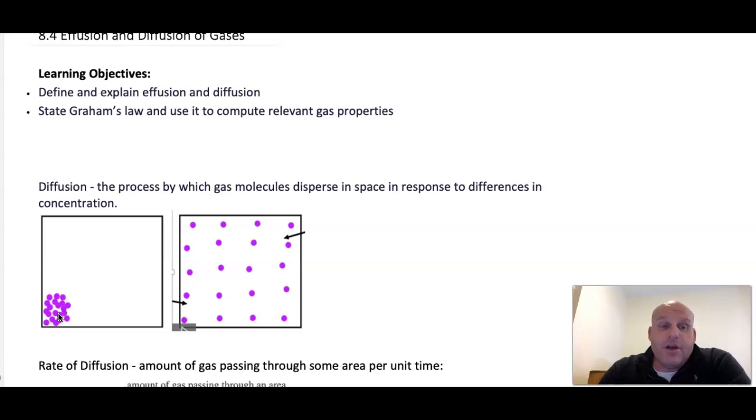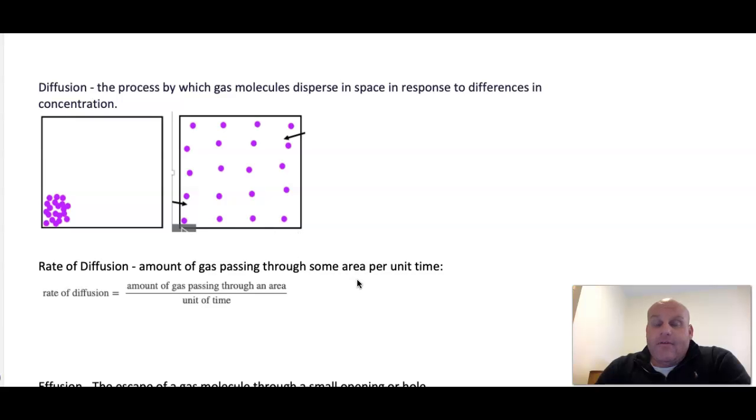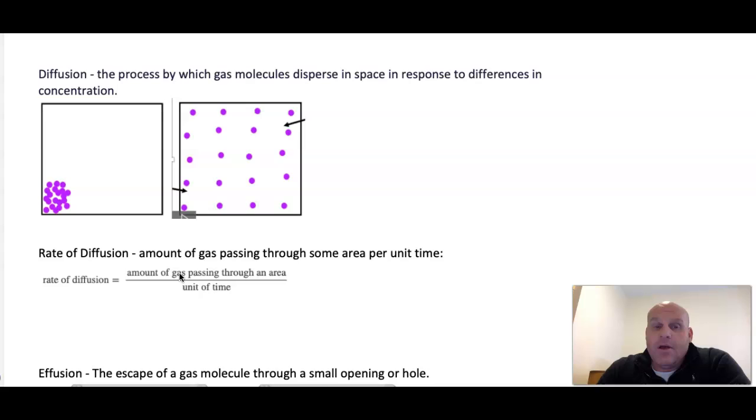So in this first picture, our gas molecules are packed together here. So we have a high concentration of gas molecules, but the rest of the space is empty, so low concentration of gas molecules. So diffusion means that the gas molecules will disperse into this empty space where there's a low concentration of molecules to balance that out. There is a formula for rate of diffusion. You can see the definition here. It's just how much gas is passing through some area during a period of time. So they give you this information with the amount of gas and the time frame in which they are observing the movement of that gas.